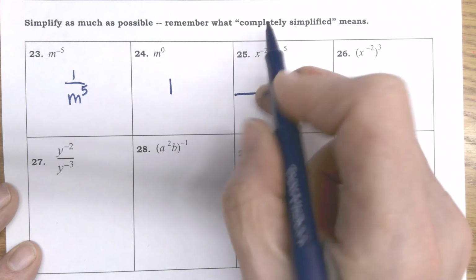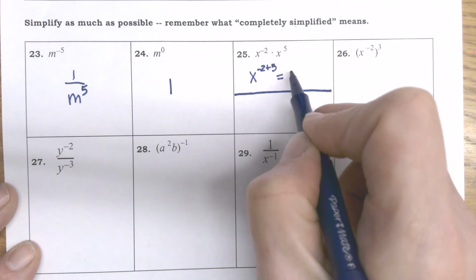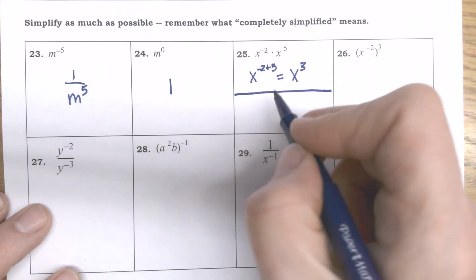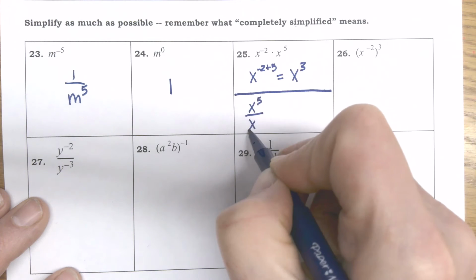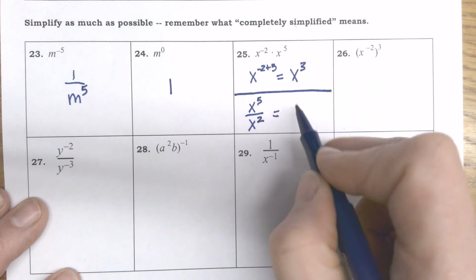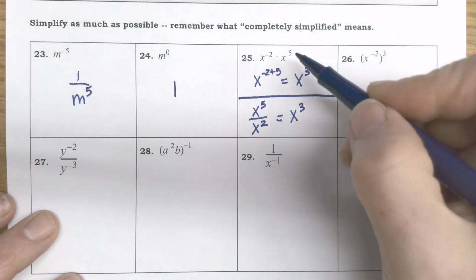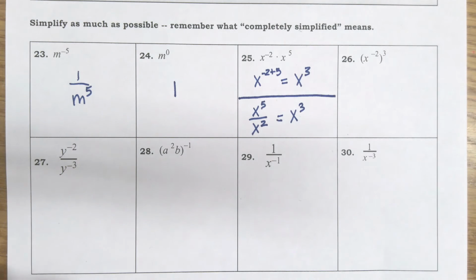Approach number 1, what we did yesterday, x to the negative 2 plus 5 equals x to the 3rd. Or what we did today, the negative power will go on the bottom, the positive power will stay on the top. Where are there more, and how many more? 3 more on the top, so there's my answer. Notice 2 different methods got me the exact same answer.